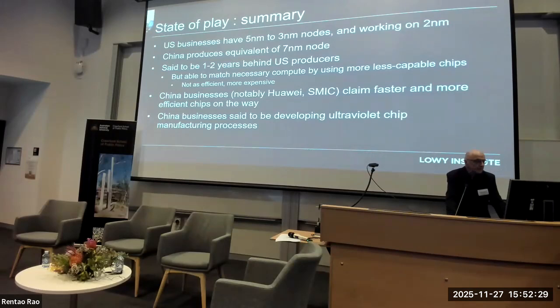I'd summarise the state of play this way. US businesses, NVIDIA in particular, have moved well beyond the 7 nanometer node, at which China is now producing the bulk of its chips. But it's said to be 1 to 2 years behind the US producers, and it's able to match the US compute by using less capable chips, with more of them. Said to be less efficient, more expensive, but who cares? It's also said to be the case, it's a separate issue, that China businesses are working around the barrier raised by the US ban, joined by the Netherlands, on the supply of new advanced chip making.